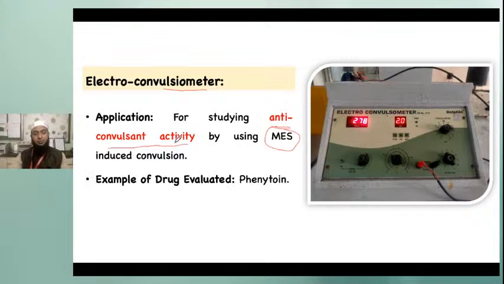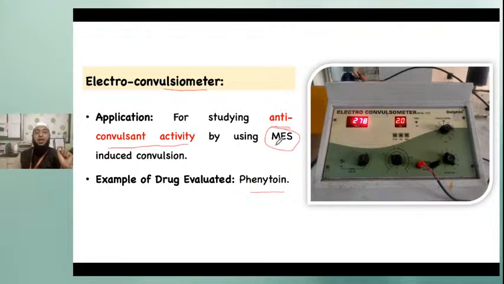An example of the drug is phenytoin. Phenytoin is a very good anticonvulsant drug. Many anticonvulsant drugs are effective against tonic-clonic convulsion, which is also called grand mal epilepsy. It is one of the types of epilepsy. You will study that in detail in the anticonvulsant chapter in the pharmacology subject. Okay. So the drug you are evaluating is phenytoin. How are you producing the convulsion? You are giving a small current, and with the help of the current, you are producing the convulsion.